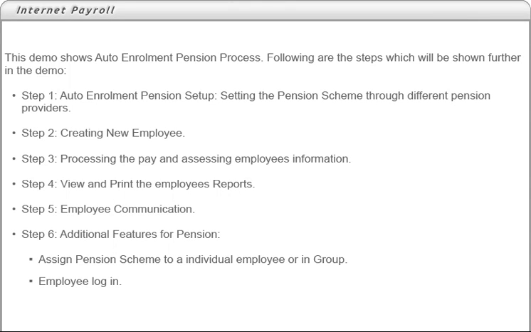This demo shows auto-enrollment pension process. Following are the steps which will be shown further in the demo. Auto-enrollment pension setup. Setting the pension scheme through different pension providers. Creating new employee. Processing the pay and assessing employees' information. View and print the employees' reports. Employee communication. Additional features for pension, that is, assign pension scheme to an individual employee or in group. And employee login.